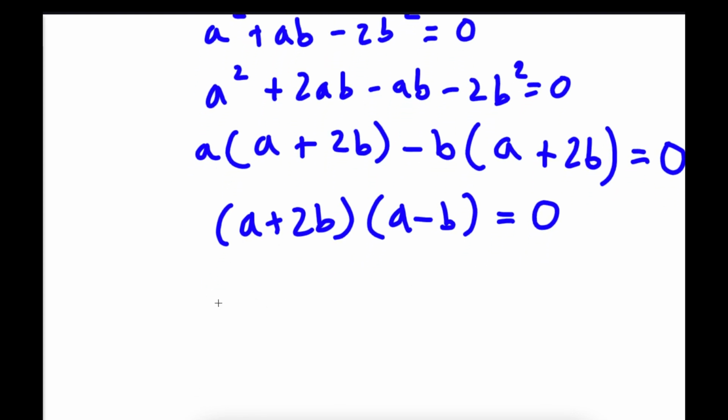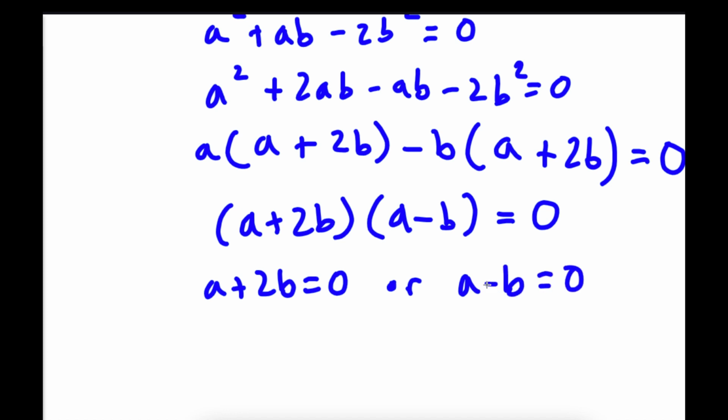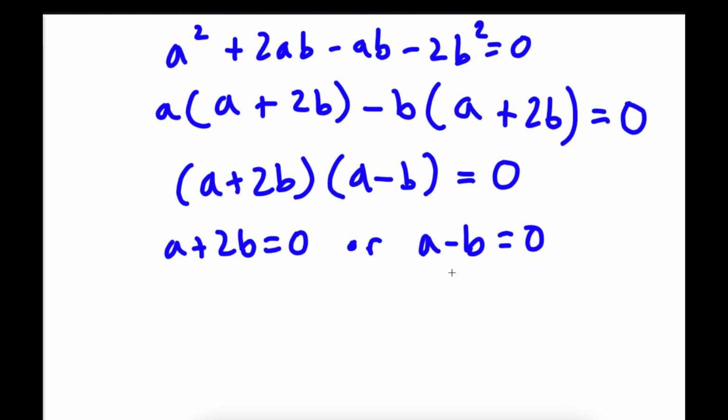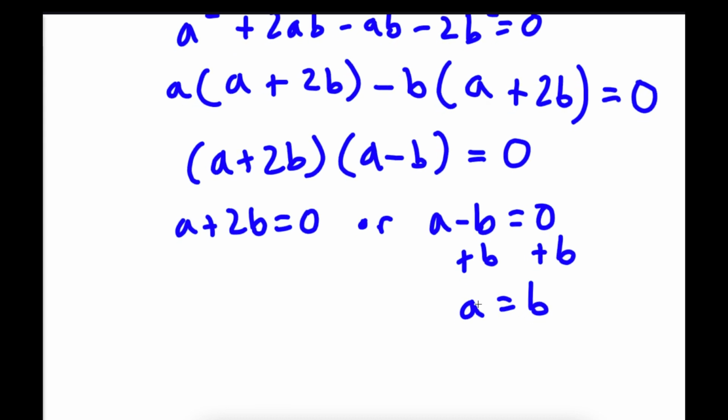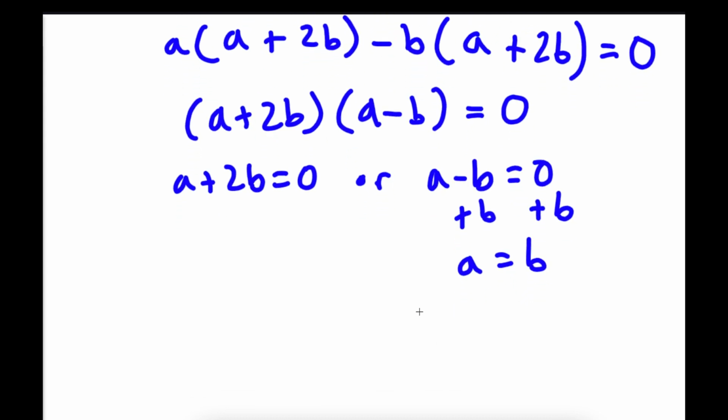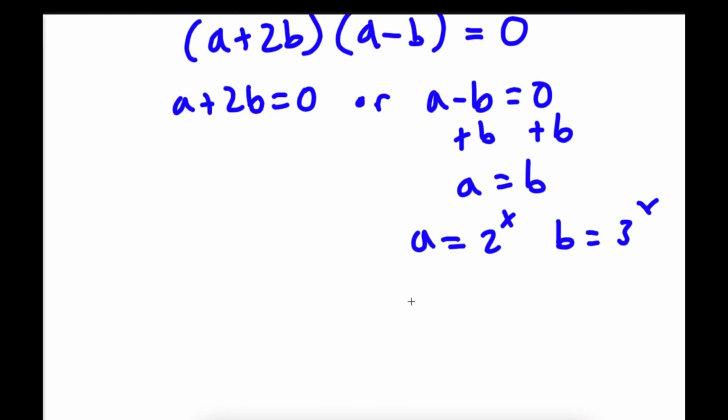And this gives me two equations. I have a plus 2b is equal to 0, or I have a minus b is equal to 0. So if a minus b equals 0, and if I add b on both sides, we get a is equal to b. So we know that a is equal to 2 to the power of x, and b is equal to 3 to the power of x, right? So this means that 2 to the power of x is equal to 3 to the power of x.